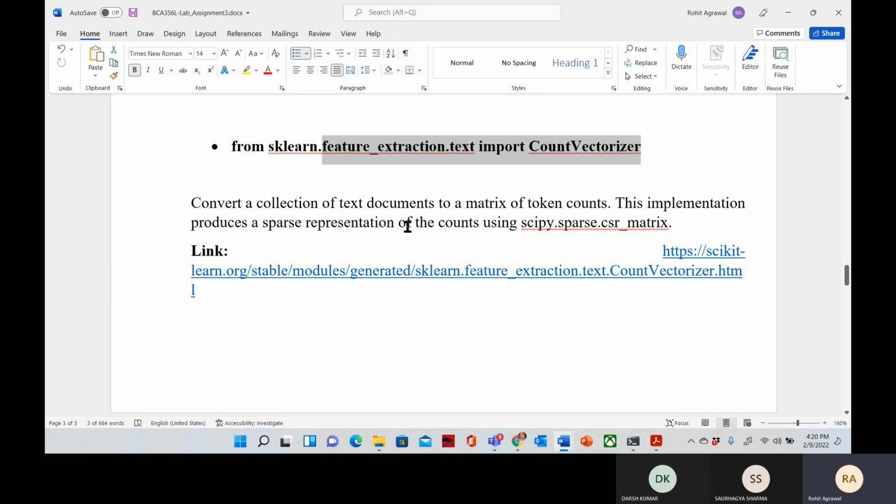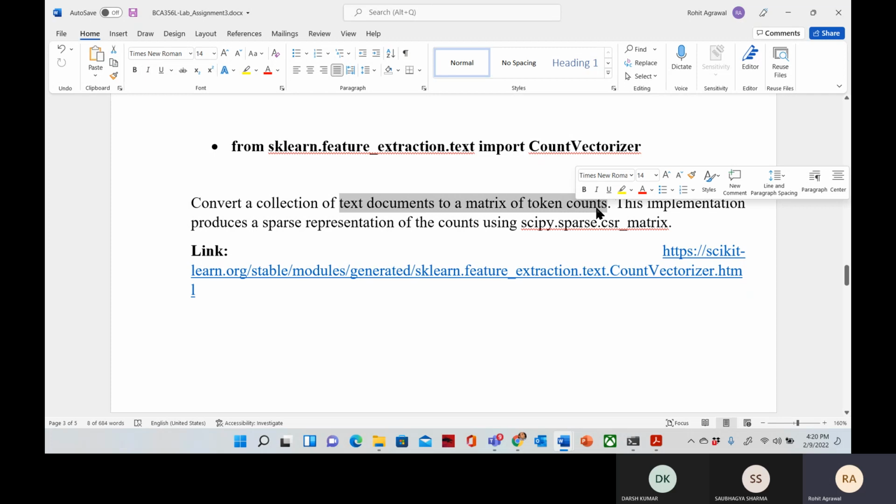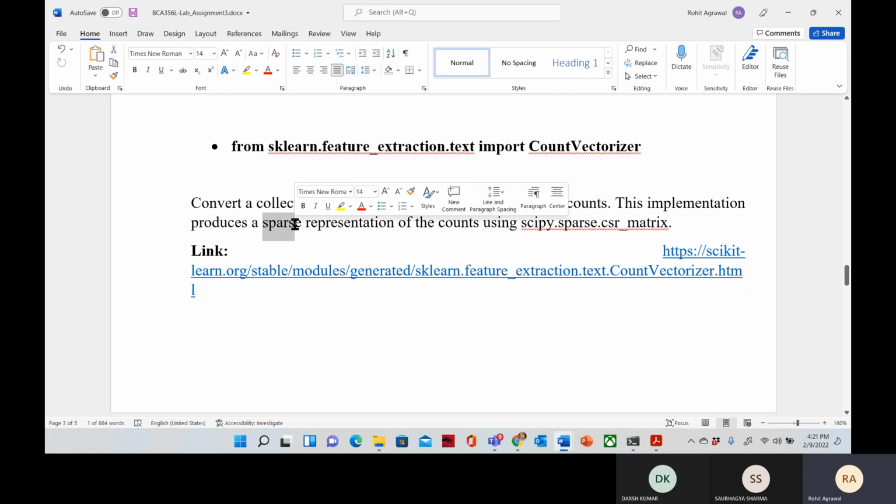So what is the purpose of this? It will convert a collection of text documents, meaning this time we have text documents and not actual numerical data, to a matrix of token counts. This implementation produces a sparse matrix. It is a new word for you, I think.